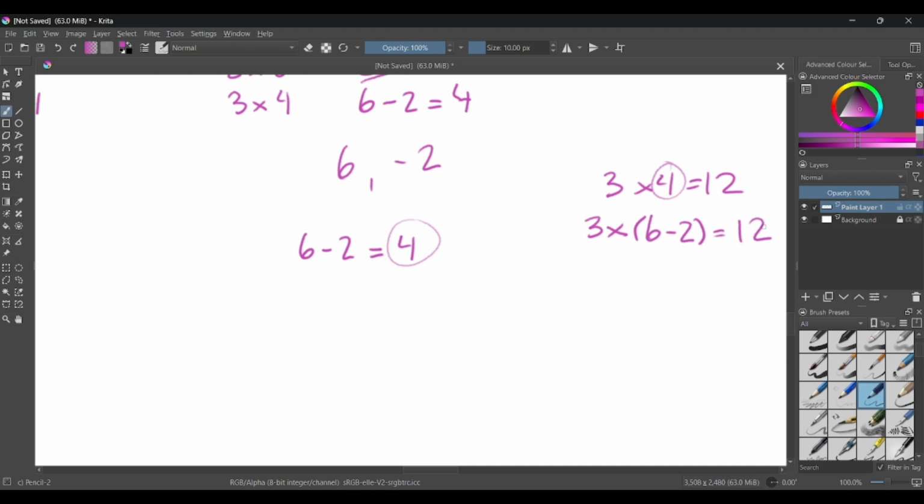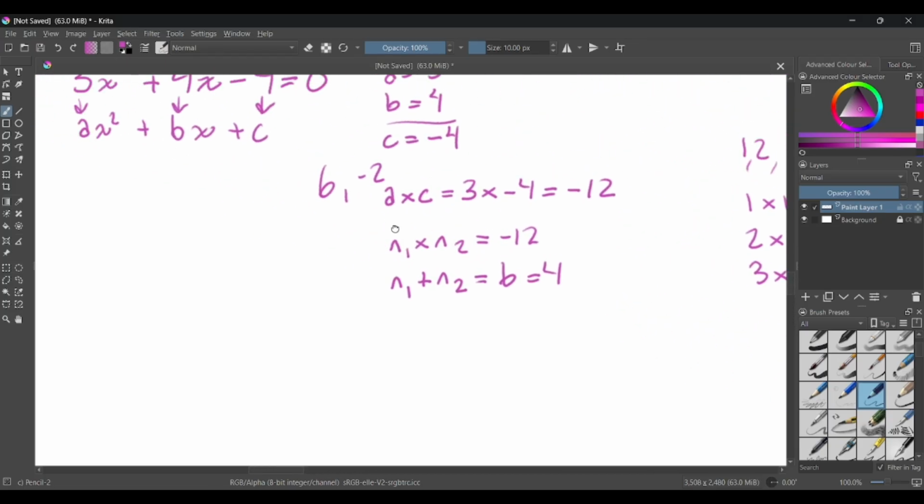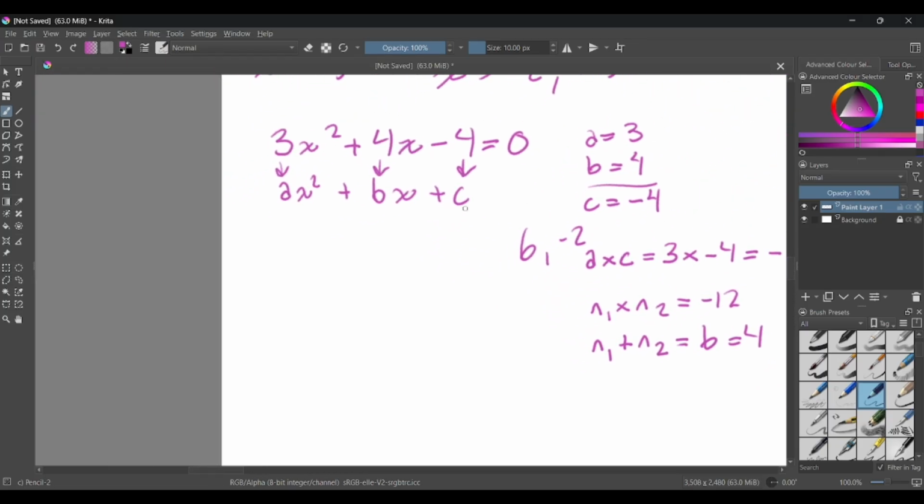It would be the same thing, because 6 minus 2 is the exact same thing as saying 4. So, taking this information over here, we know that 4 here is the exact same as 6 minus 2, or in this case, because there's this x here, 6x minus 2x. So let's rewrite that. 3x squared plus 6x minus 2x minus 4.